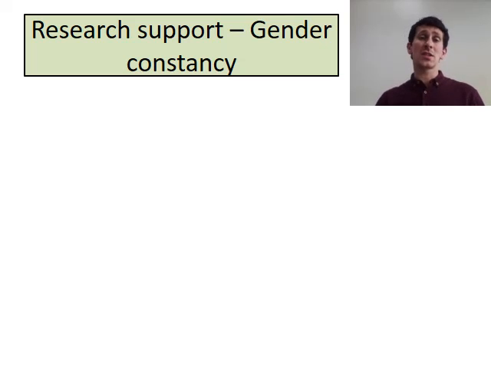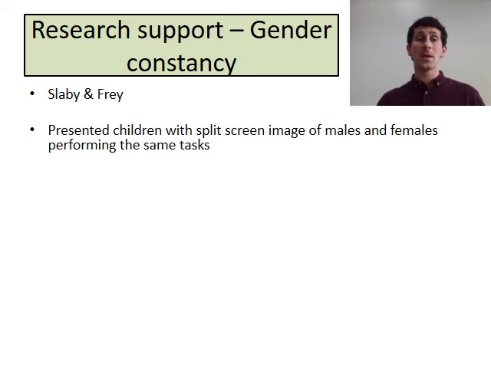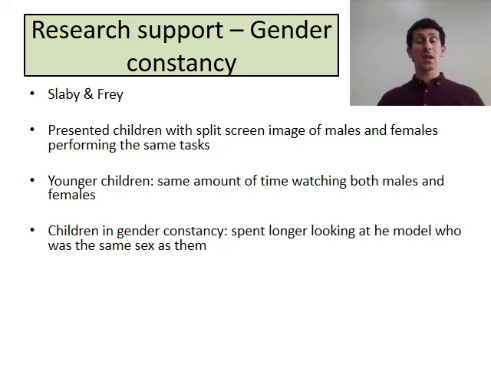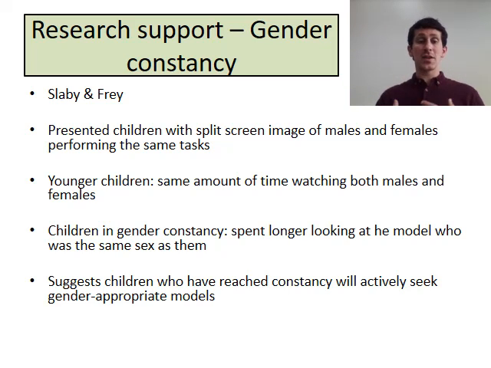And the final stage, the constancy stage, also has research support from Slabley and Frey. And what they did was they presented children with a split screen image of males and females performing the same task. And what they found was that younger children spent the same amount of time watching males and watching females. But as the child got older and got into the gender constancy stage, they found that children spent far longer looking at the model who was the same sex as them. So this supports the idea of Kohlberg that once children reach gender constancy, they seek out gender appropriate models. Okay, just like Kohlberg predicted, children will seek out their gender just as shown in this study by Slabley and Frey.